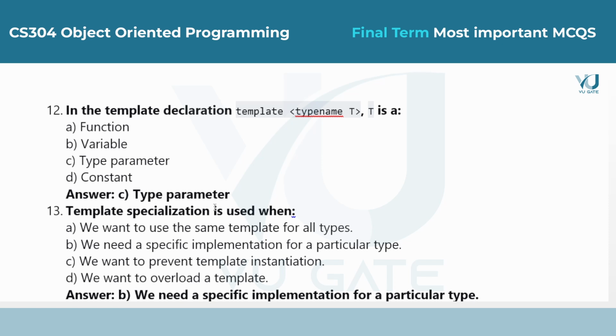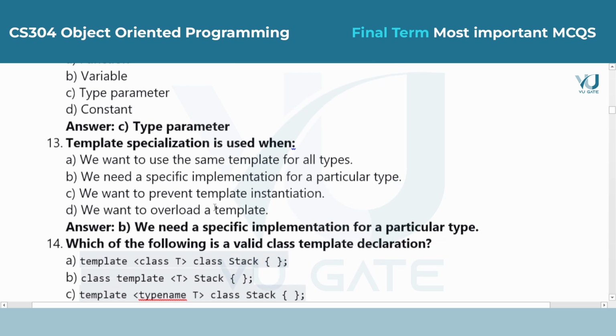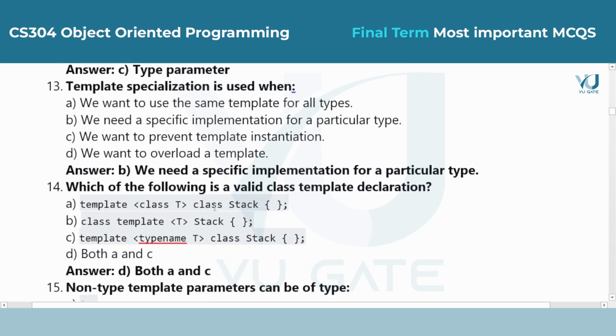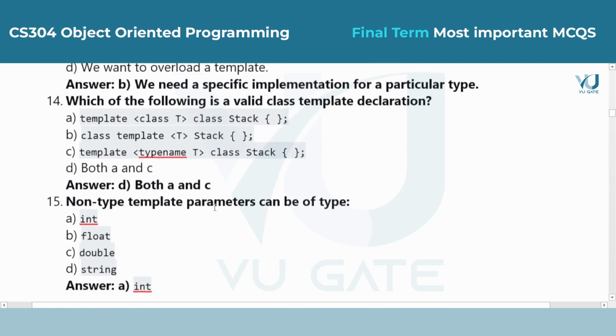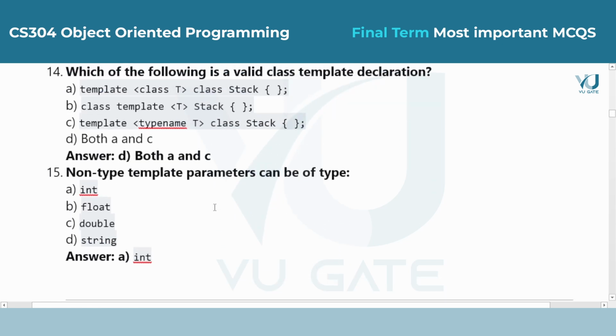Q13. Template specialization is used when. Answer. B. We need a specific implementation for a particular type. Explanation. If we want a template to behave differently for a specific data type, we use template specialization to provide that unique logic. Q14. Which of the following is a valid class template declaration?